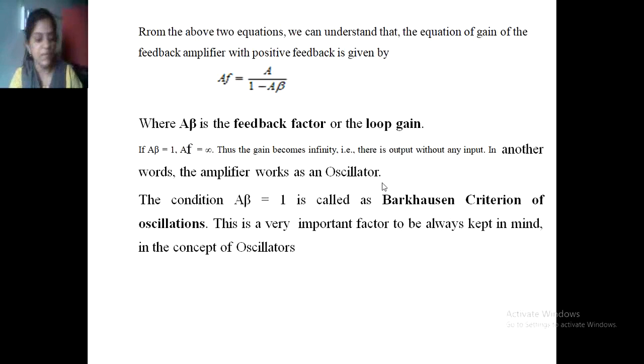If A beta is equal to 1, AF is nothing but infinity, so there is an output without any input. In other words, the amplifier works as an oscillator. Thus the condition A beta equal to 1 is called the Barkhausen criteria of oscillation. This is a very important factor to always keep in mind in the concept of oscillators.